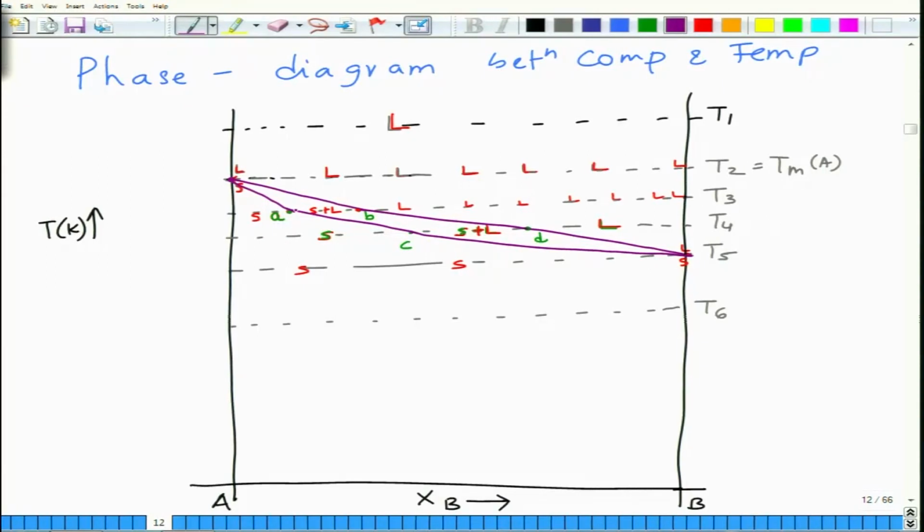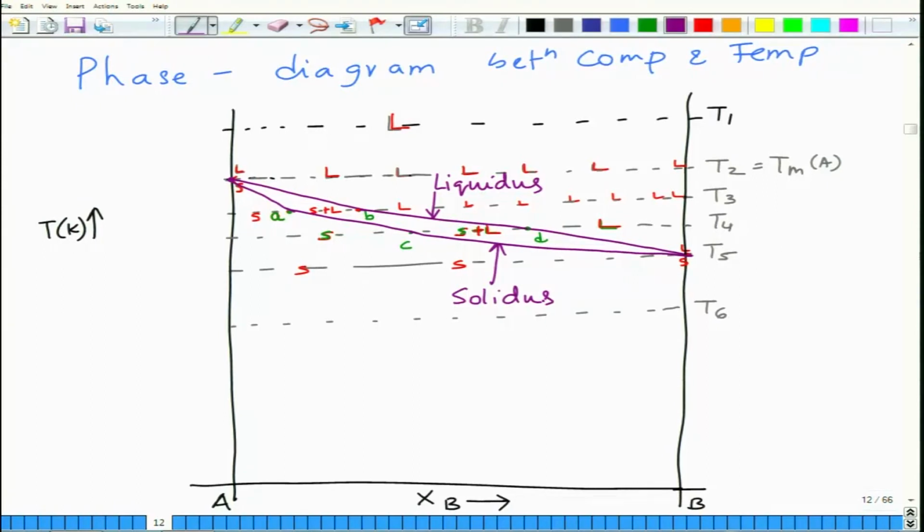So, we can see that between these two bounds you have solid plus liquid region. Above the top bound is the liquid region, and below the bottom bound you have the solid region. So, these are the phase boundaries. The top one is called liquidus, and the bottom one is called solidus.